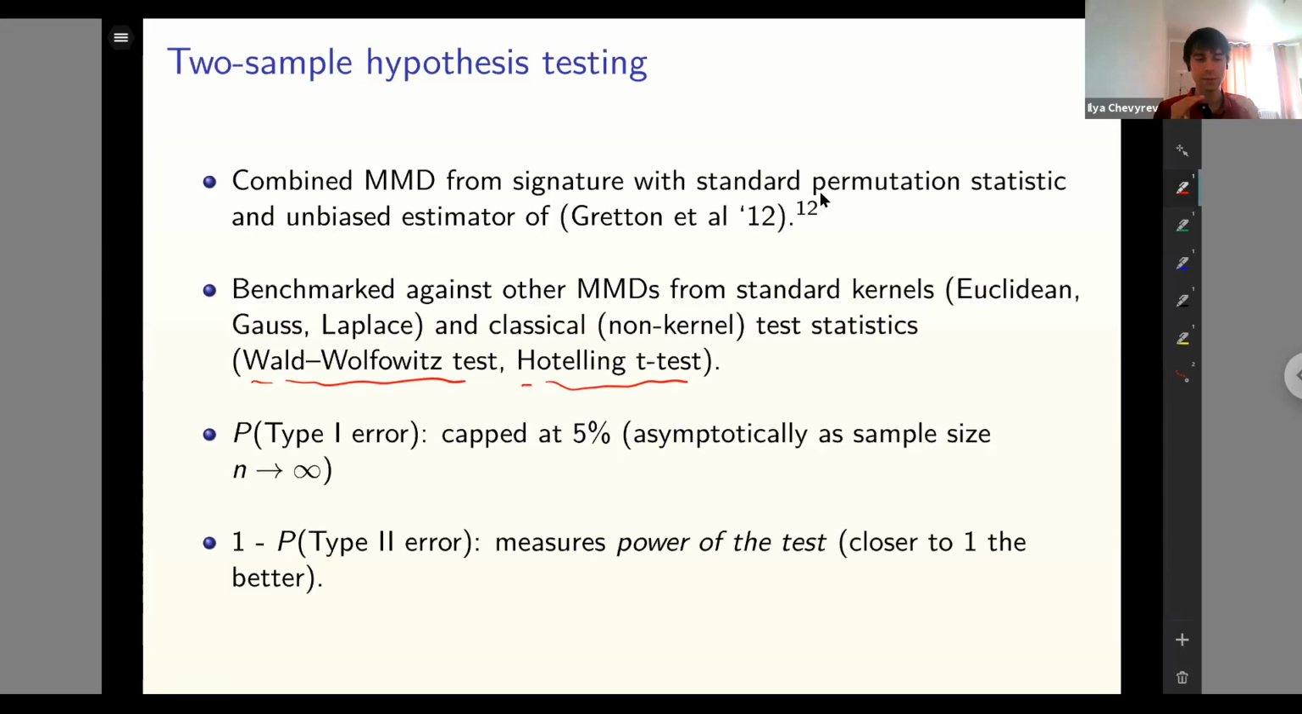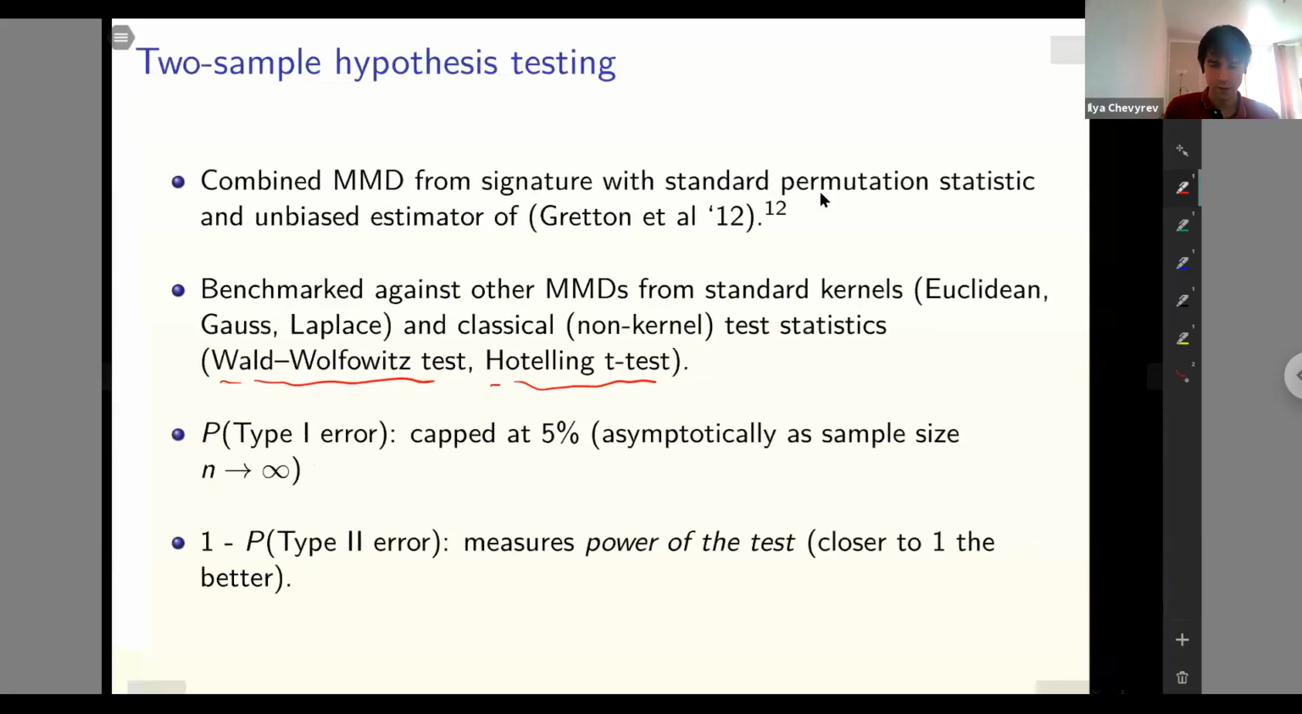And so typically you would cap the type 1 error uniformly over the probability measures at some scale, like 5%. And then you would measure what the probability of the type 2 error is. The lower this probability, or the larger 1 minus that probability, the better your test is, the more discriminative your test is. This is called the power of the test. So the closer to 1, the better. We empirically measured these things and got the following results.